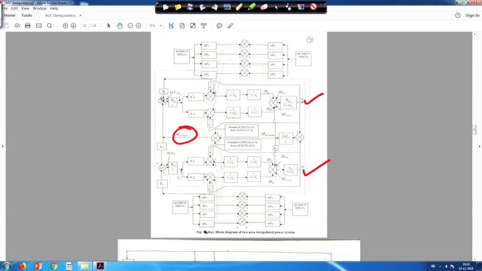So, B1 delta f1 plus delta P tie 1-2 error, and this output is nothing but the area control error of area 1. Similarly, area control error AC2: this is your del f2, so B2 del f2 plus A12 into delta P tie 1-2 error, and here it is AC2.